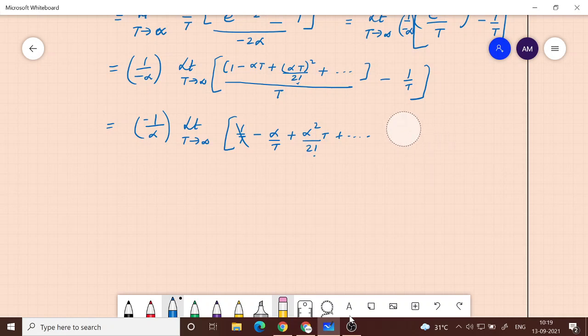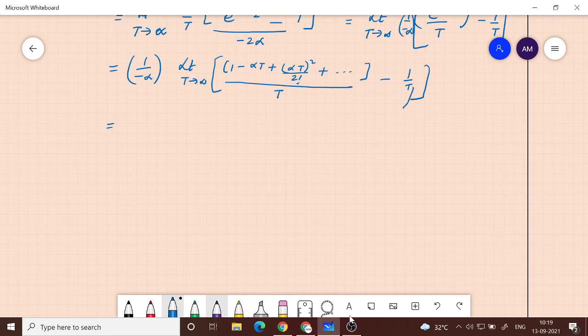So let me just split this into two parts. This 1 by t, I am going to take it separately. So this one is 1, and then limit t tends to infinity 1 by t. So the second one is clear, right? This is 0, so you don't need to mix it up with this one.